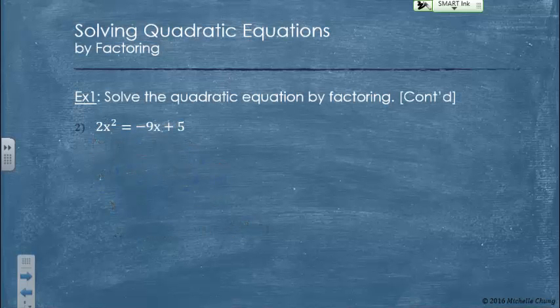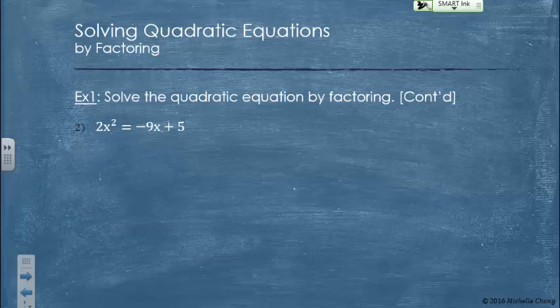Now let's think about the second example. Okay, if you look at this equation, this is not in general form. So the first thing you have to do is move the two terms on your right side to the left side. To do that, we have to add 9x and subtract 5. Add 9x, subtract 5 on your left side as well. And these are gone. We have 2x squared plus 9x minus 5 equal to 0.